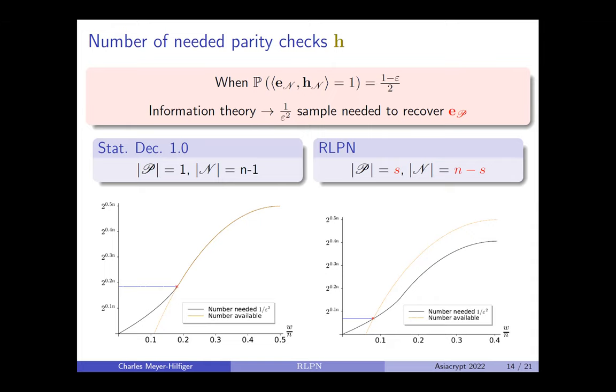In RLPN, when P is of size S, of size bigger, you see here that the crossing point between the number of available parity checks and the number of needed parity checks to decode will lead to a much lower number of parity checks. Here, the crossing point is at around 2 to the power of 0.1 N parity checks. So actually here, what you have done is you have gained, for example, a square root factor with regard to statistical decoding 1.0. So in terms of information theory, it is quite good.